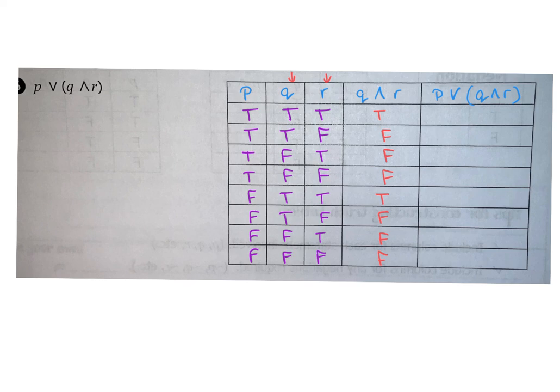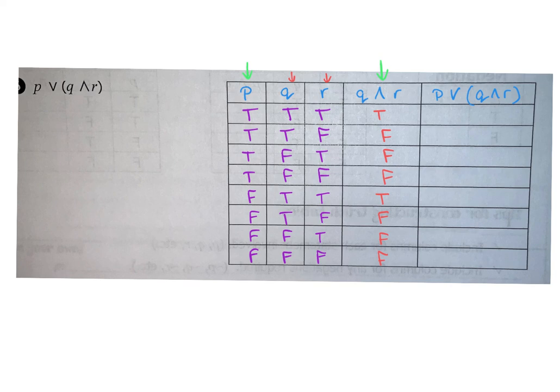Once we've done that column, we can actually just do the last one by comparing 2 columns, right? We can compare the first column, because it's P, to this column. We've already calculated what our parentheses is, right? And what are we comparing those 2 columns with? An or, right? So P, or Q and R, this column. Comparing this to this means only one of them has to be true for this column to be true.